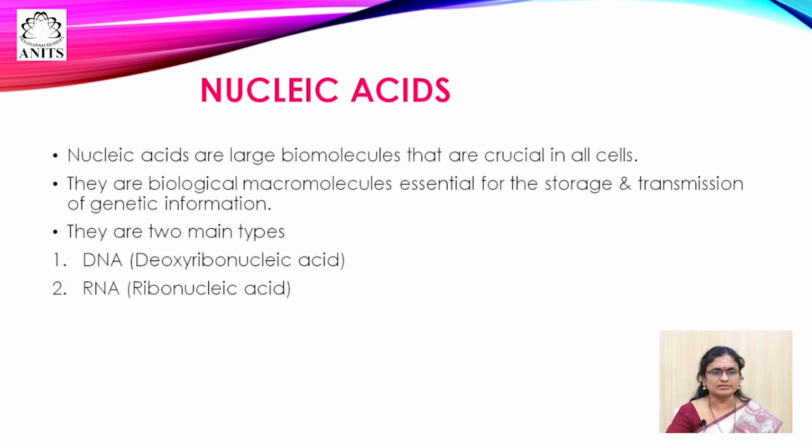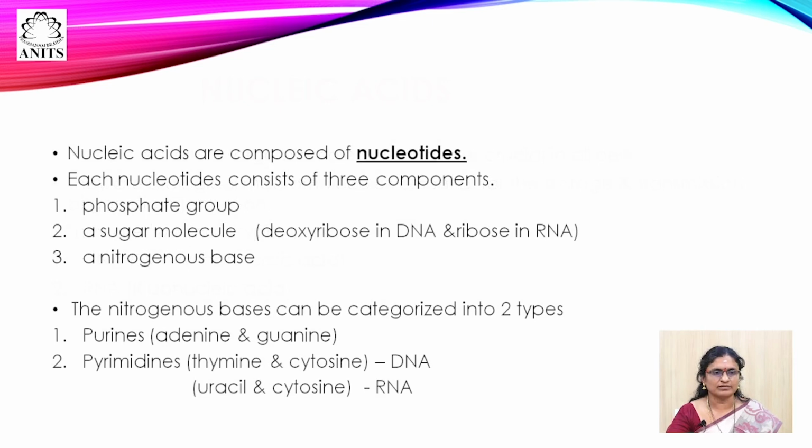Nucleic acids. These nucleic acids are large biomolecules that are crucial in all the cells. They are biological macromolecules essential for the storage and transmission of genetic information. There are two main types of nucleic acids: DNA, that is deoxyribonucleic acid, and RNA, ribonucleic acid. Nucleic acids are composed of smaller units called nucleotides. Each nucleotide again consists of three components.